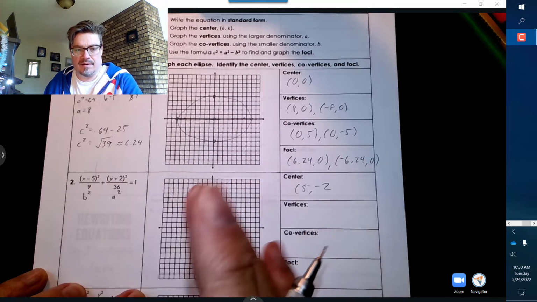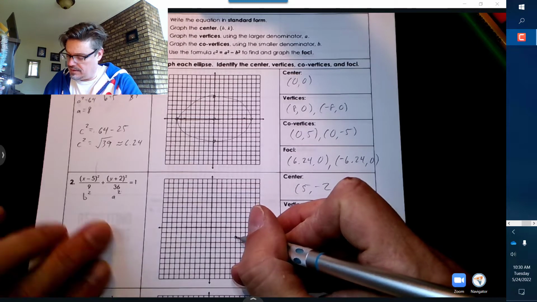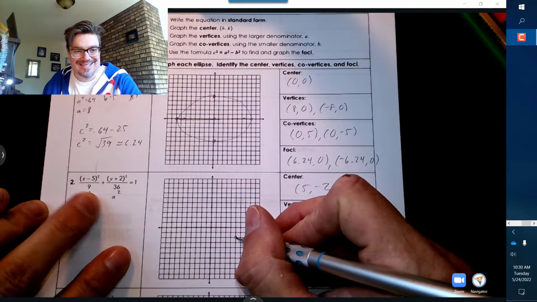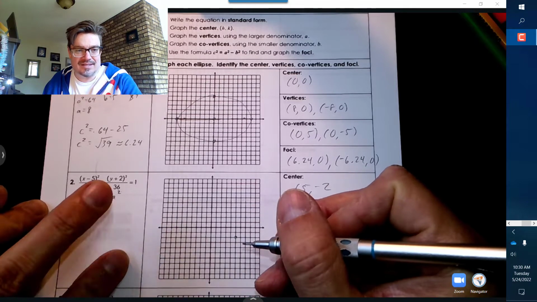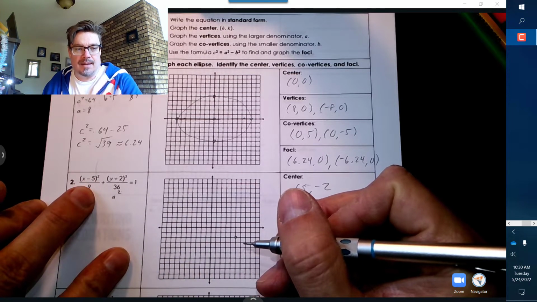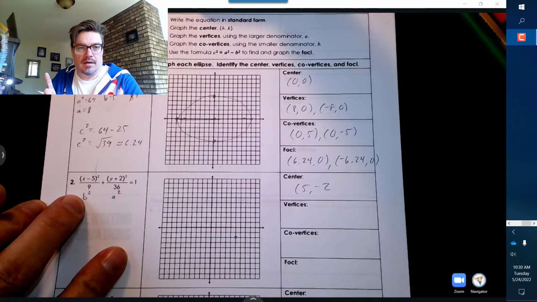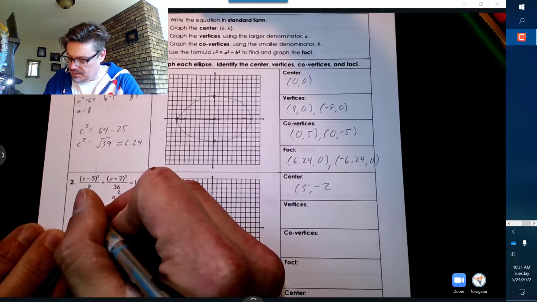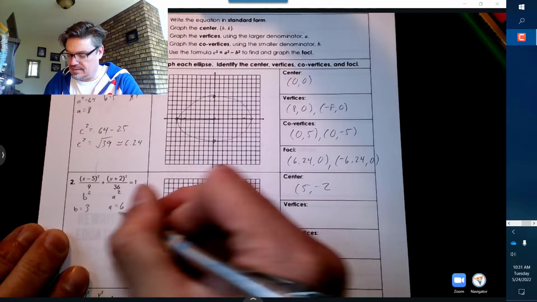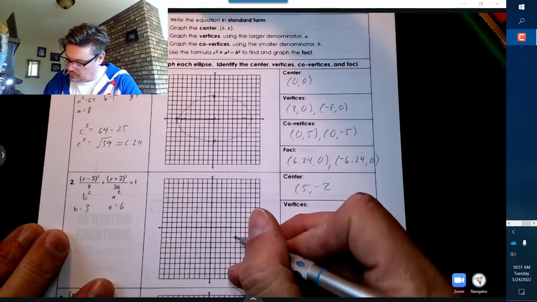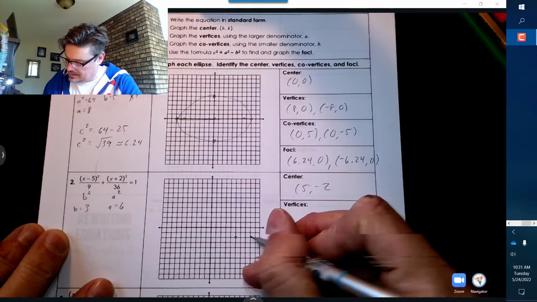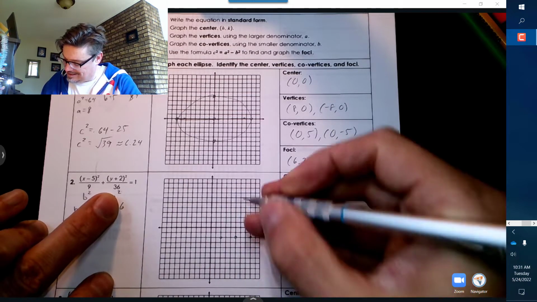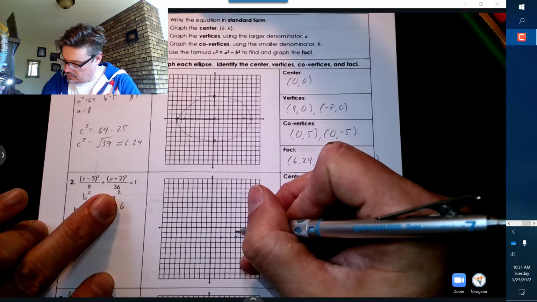vertices going here. I'm going to go 3 on the x-axis. By x-axis, I mean I'm going horizontally, right to left. So I'm seeing that this is b of 3 and this is a of 6. Remember, I'm taking the square root. So 3 on the x coordinates, and then 6 on the y.